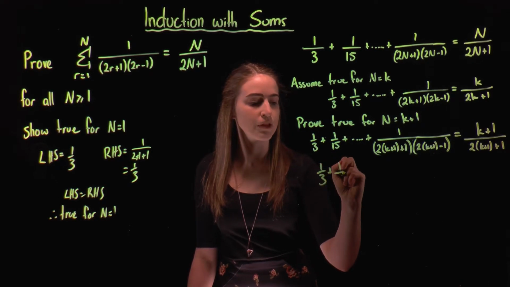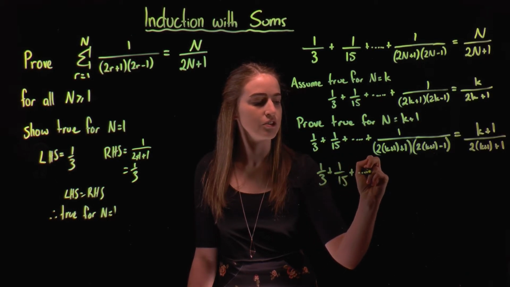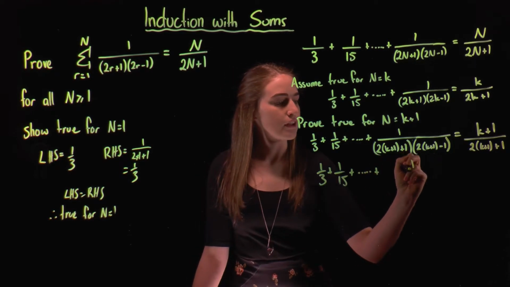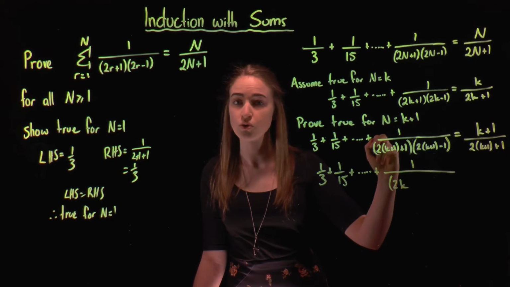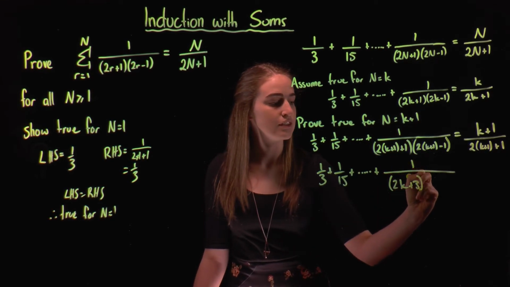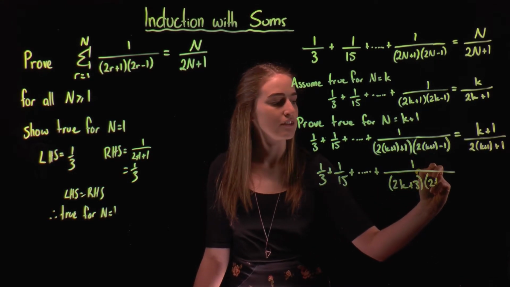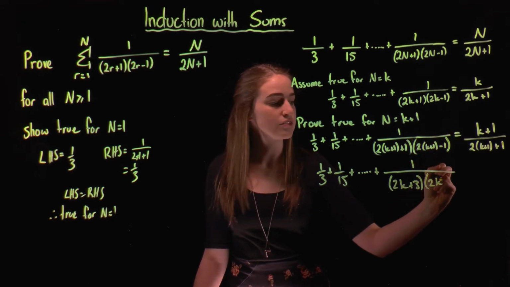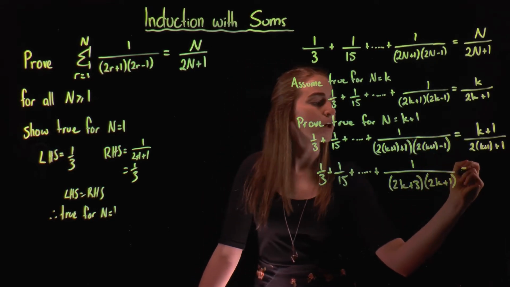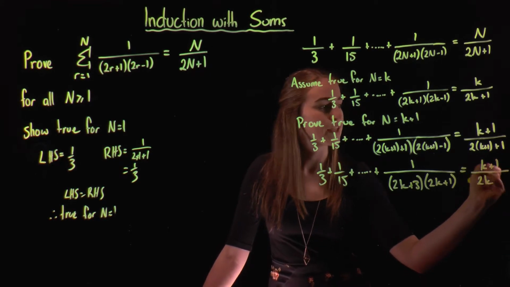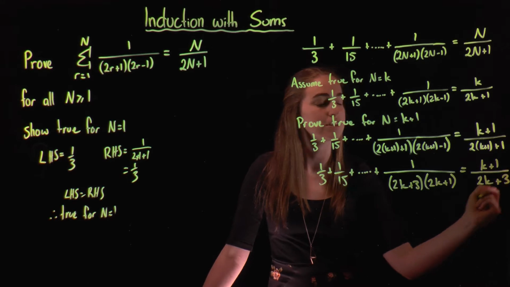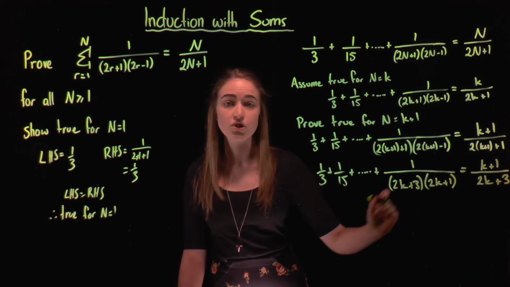So I'm going to have a third plus 1 over 15 plus all the way up. And if I simplify this term, I'd have 2k plus 2 plus 1, so 2k plus 3, and 2k plus 2 minus 1, so 2k plus 1. And I want that to equal k plus 1 over, again if I expand that out, 2k plus 3. So this is what I'm trying to prove.